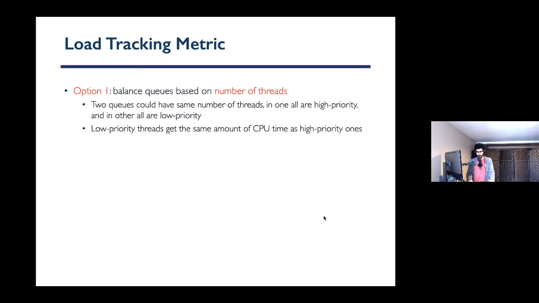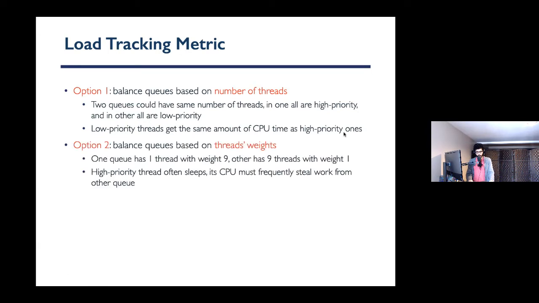So option 1 is to just take care of the number of threads or number of tasks, which is basically what I just described. And you should by now know that this is not going to work because of what you can see. Low priority threads could get the same amount of CPU time as high priority ones, which is what we discussed. So option 1 is out of consideration.